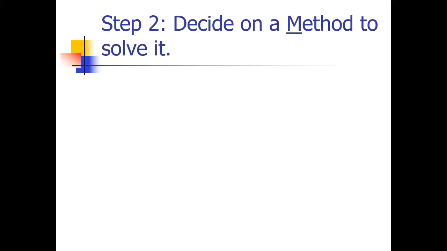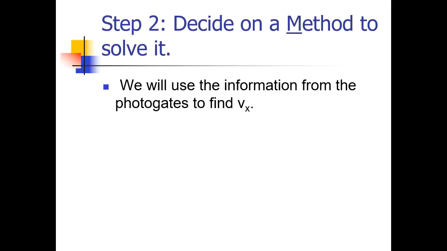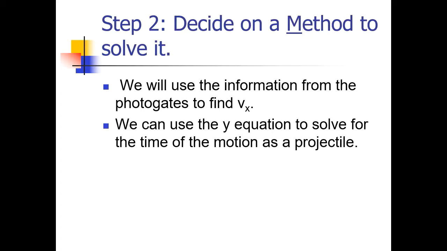All right, next, after we settled on our givens, unknowns, and models, we need to come up with a method. That means we need to know what parts of our model we are going to use to solve our problem. Well, we're going to use those photogates, as I demonstrated in the live video, to find the initial horizontal velocity. In fact, the LabQuest unit actually gives us the initial horizontal velocity. But if it didn't, if it just gave us the time interval between the two photogates, we could just take the distance between the two photogates and divide it by the time interval to get the initial horizontal velocity.